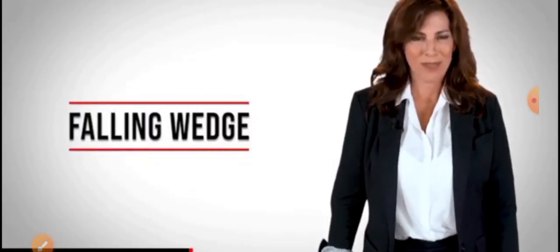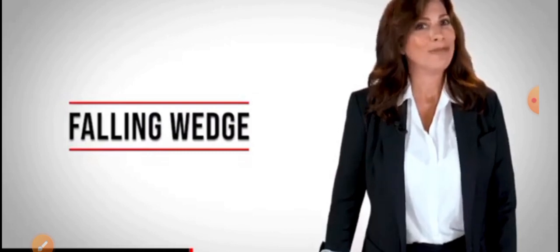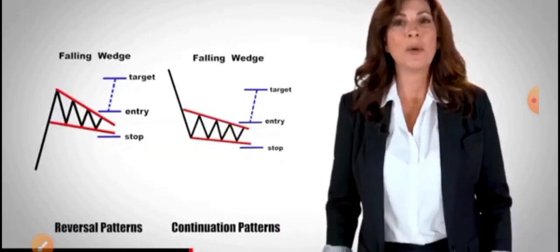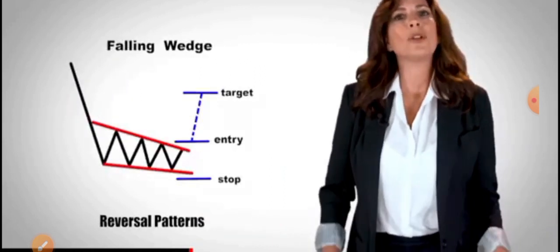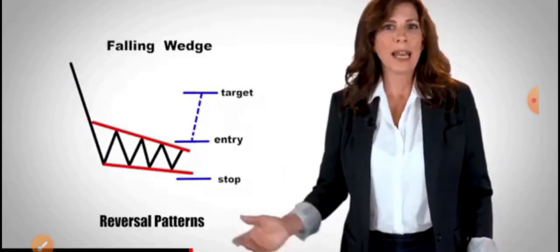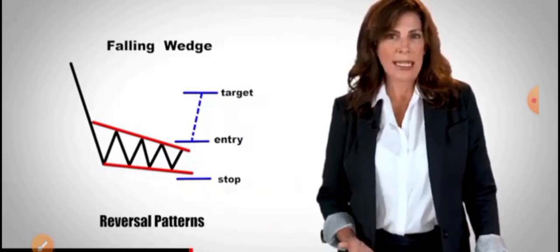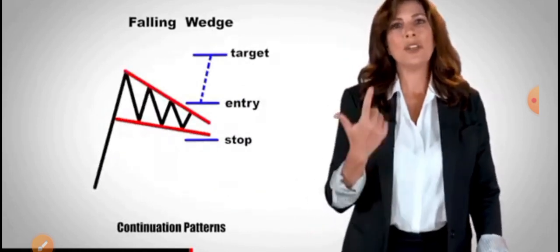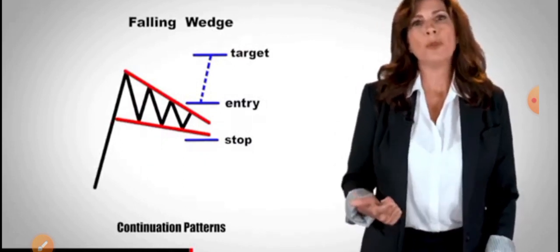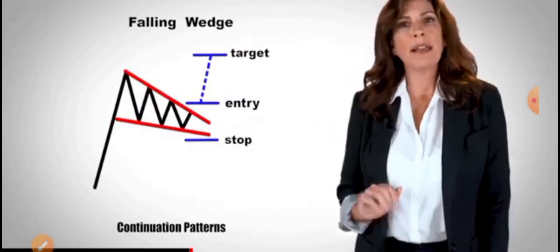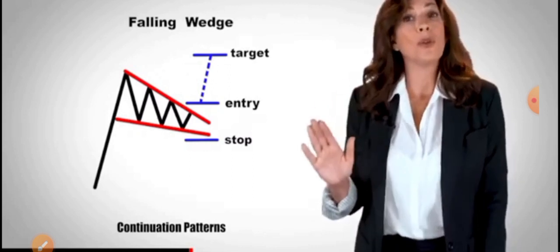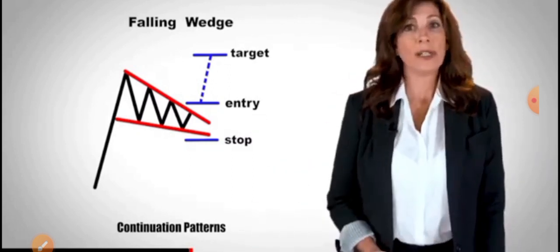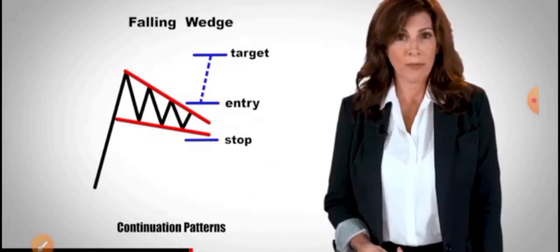Falling wedge. Just like the rising wedge, the falling wedge can either be a reversal or continuation signal. As a reversal signal, it is formed at a bottom of a downtrend, indicating that an uptrend would come next. As a continuation signal, it is formed during an uptrend, implying that the upward price action would resume. Unlike the rising wedge, the falling wedge is a bullish chart pattern.